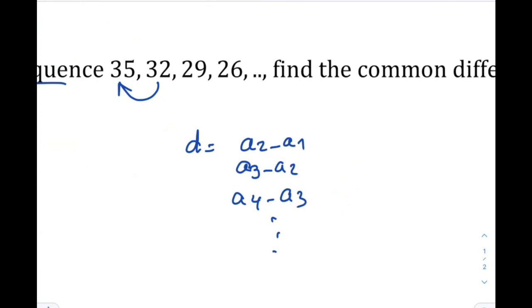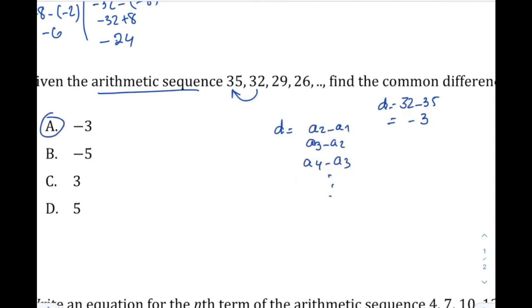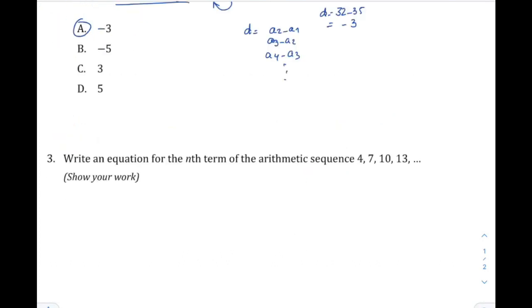So we can say D is 32 minus 35, which is negative 3. So negative 3 is our common difference. Remember, it's not positive 3. It's decreasing from 35 to 32. So that's why you should follow the order.